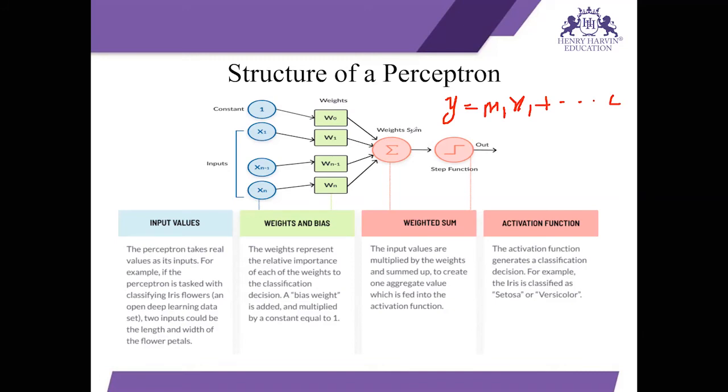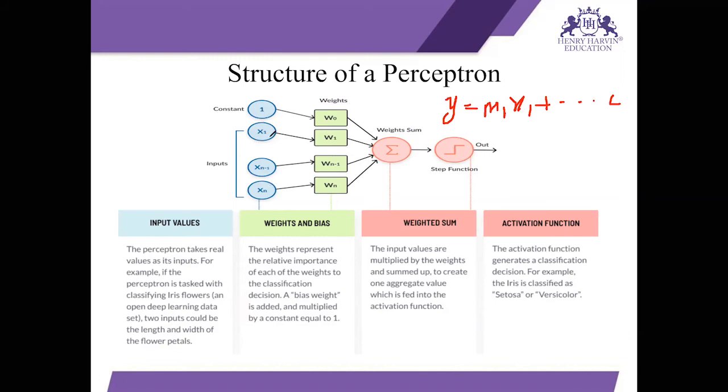And weighted sum, in the sense, what is happening over here? W1X1 plus W2X2 up to WnXn plus W0, which is nothing but the bias, right? So that summation is being carried out over here, and then we apply some activation function over here.